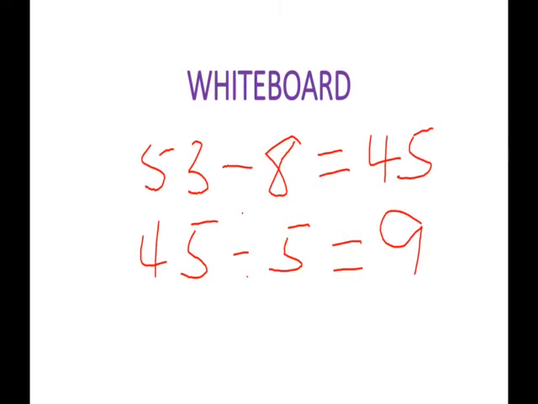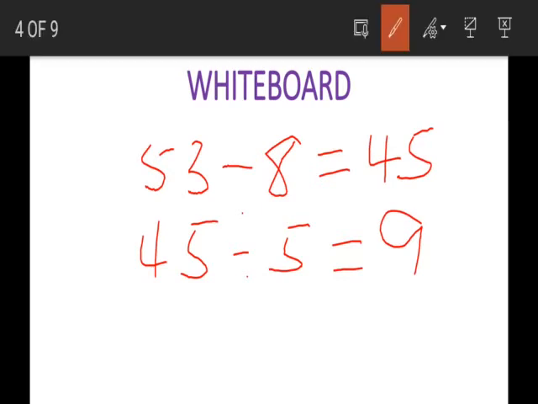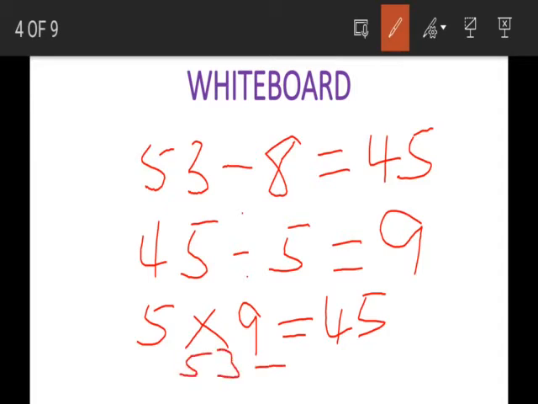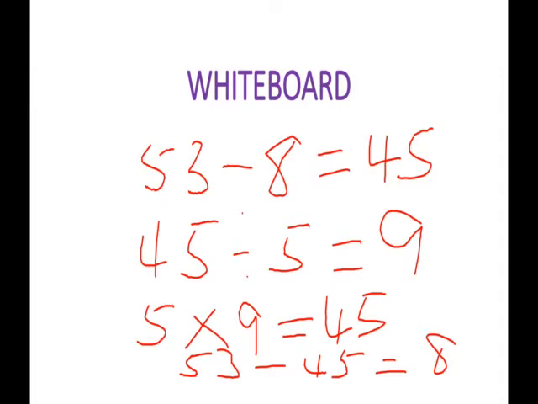That is 5. Let's use this bottom here. 5 times 9 will give you 45. Then remove this 45 from the 53 at the bottom. That is 53 minus 45. And there we get our 8. So that is it. I believe you've gotten it.